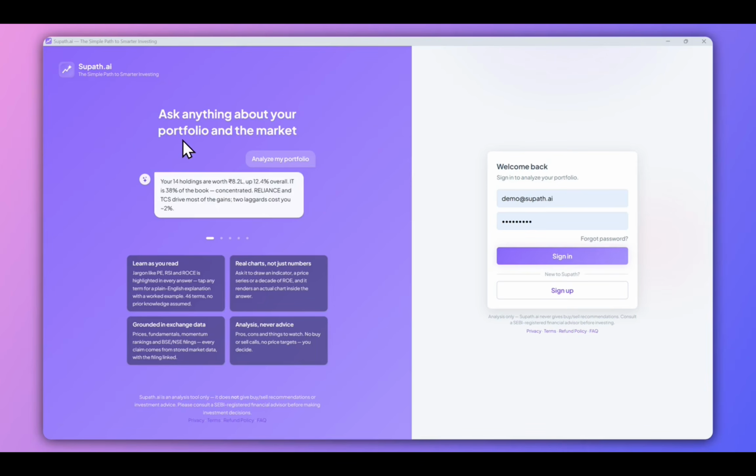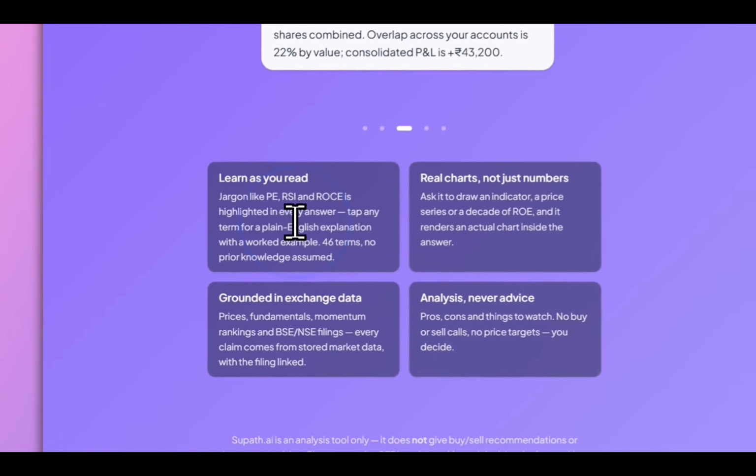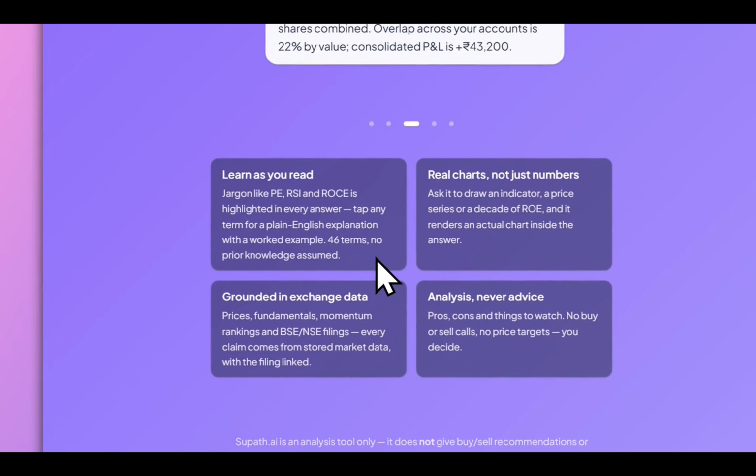The idea is simple. Ask anything about your portfolio or the market in plain English and get an answer grounded in actual exchange data. Four things it does differently. It explains itself as you read.